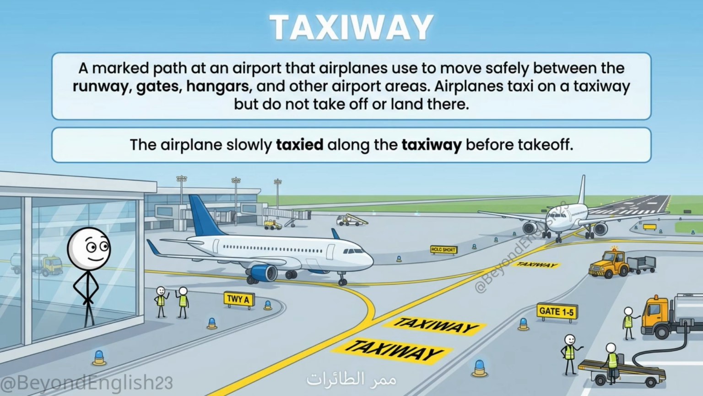15. Taxiway. A taxiway is a marked path at an airport that airplanes use to move between the runway, gates, hangars, and other airport areas. Aircraft use taxiways to move on the ground, but they do not take off or land on them. Example: the airplane slowly taxied along the taxiway before takeoff.